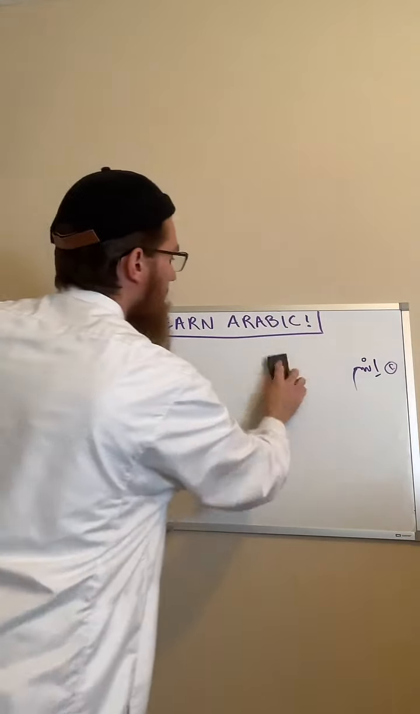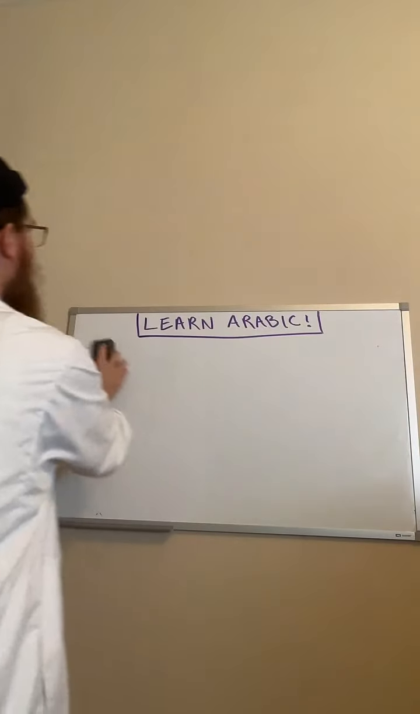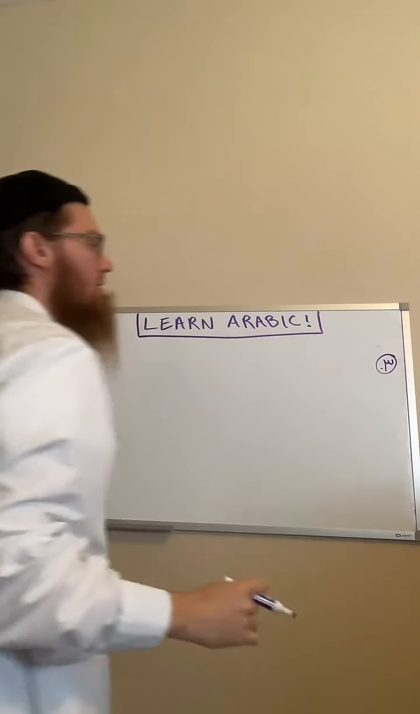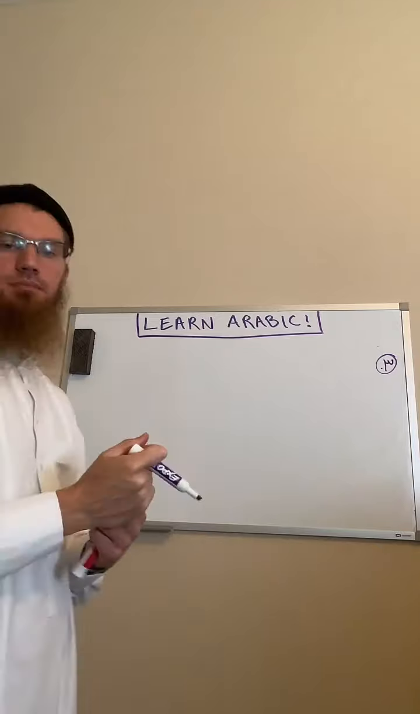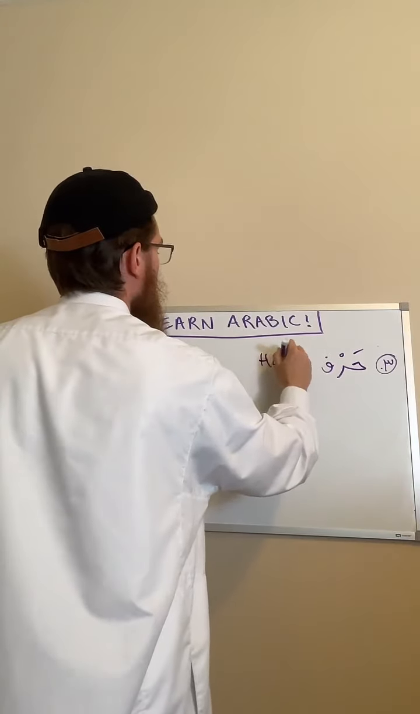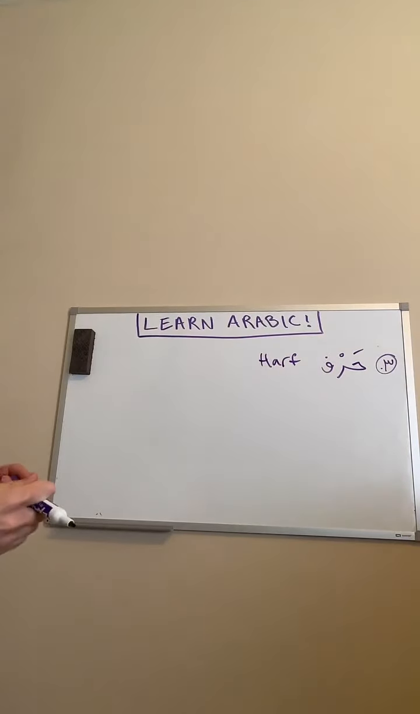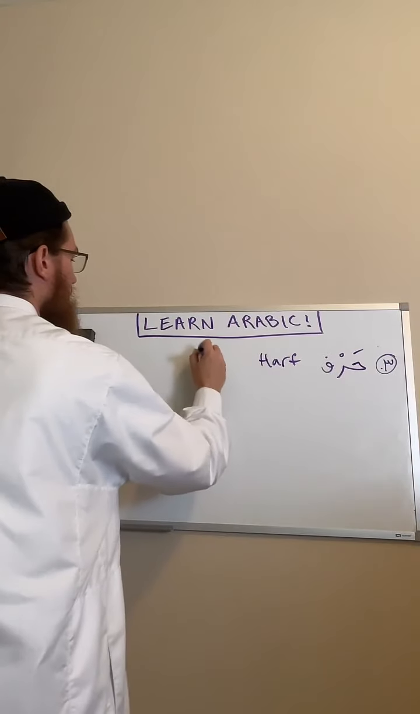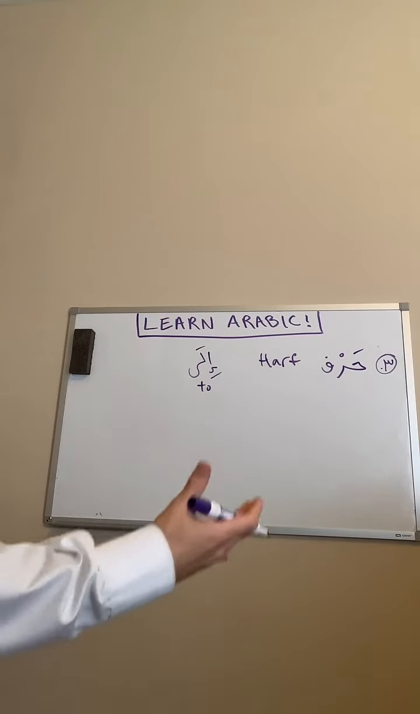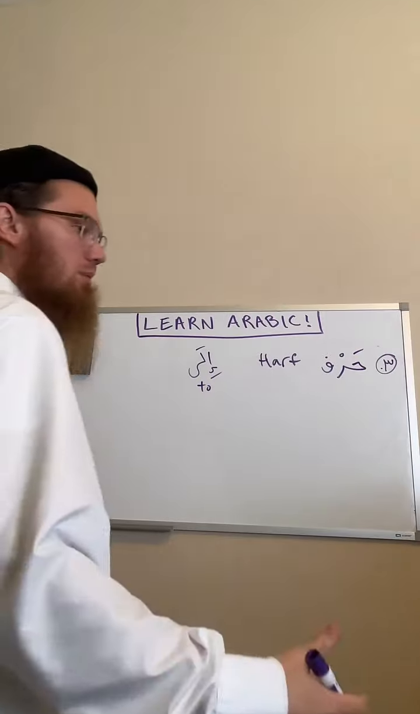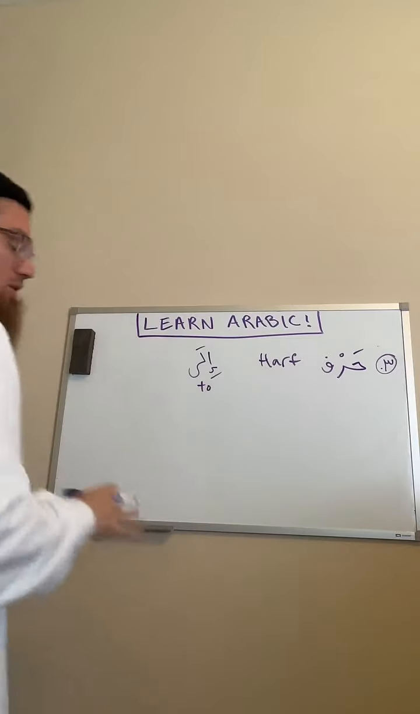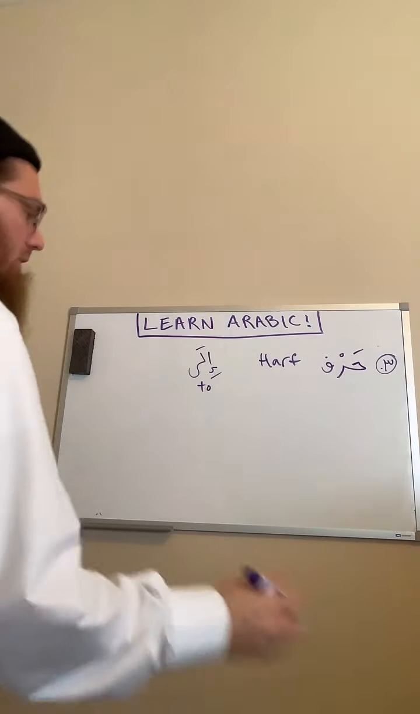What's the third category that we learned? That does not have a complete meaning on its own. This is the third category. The harf. The harf does not have a complete meaning on its own. So for example, ila means to. To what? To the masjid. Okay, now it makes sense. To the airport. To the house. All right, now it makes sense. But to by itself, it doesn't have a complete meaning. Right?